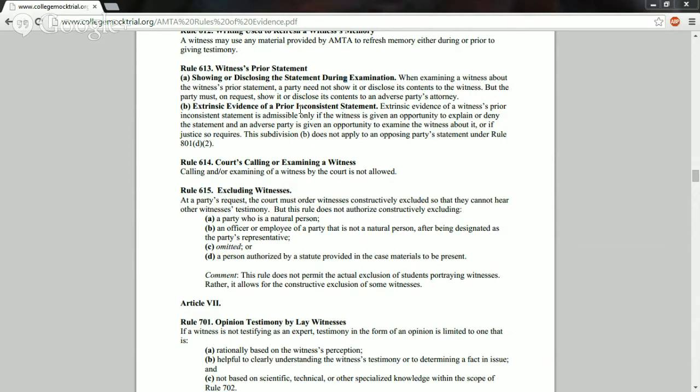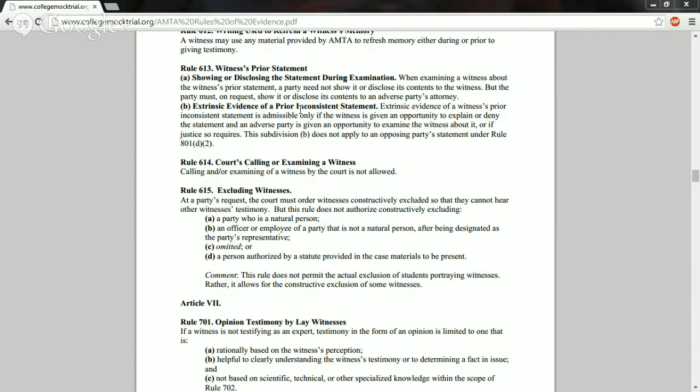Showing or disclosing the statement during examination. When examining a witness about the witness's prior statement, namely to prove that there is a prior inconsistent statement or that they didn't include something by omission, a party need not show it or disclose its contents to the witness, but the party must, on request, show it or disclose its contents to an adverse party's attorney.